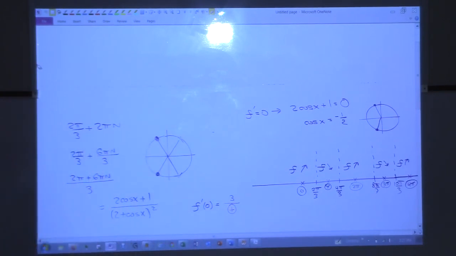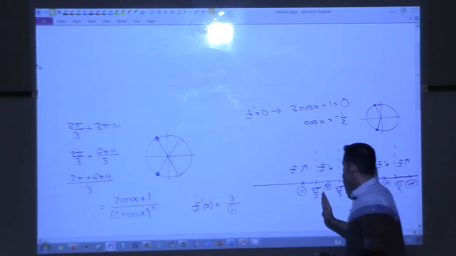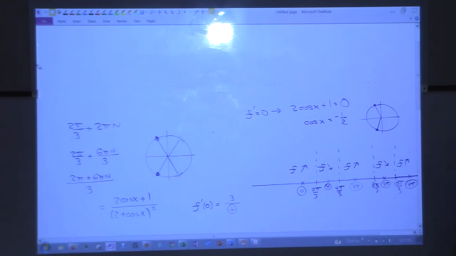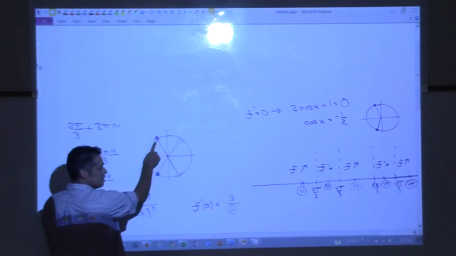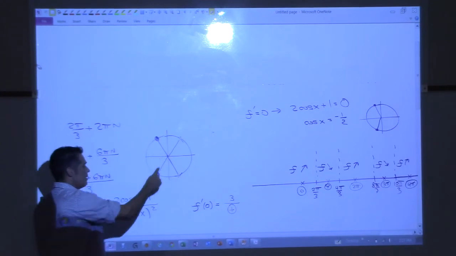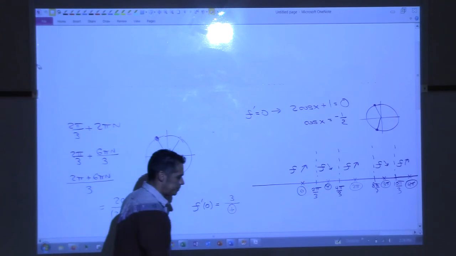Do we have local maxes? Yes, we do. We have local maxes at 2 pi over 3, at 8 pi over 3, right? An infinite number of them. And we have local minimums at 4 pi over 3 and 10 pi over 3, right? So at every one of these we have a local max, and at every one of these we have a local min. Let's keep that in mind.